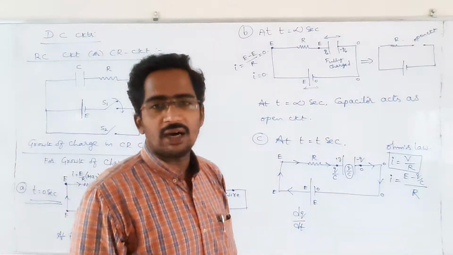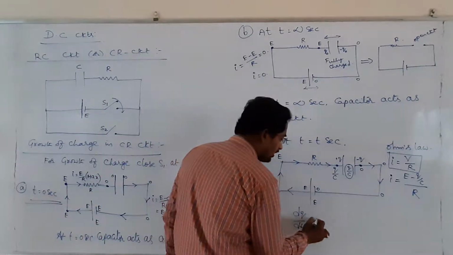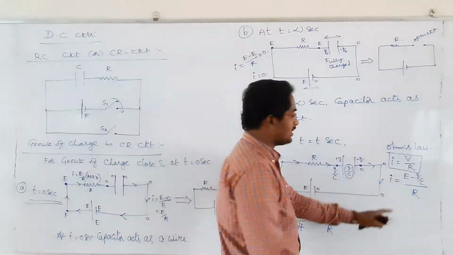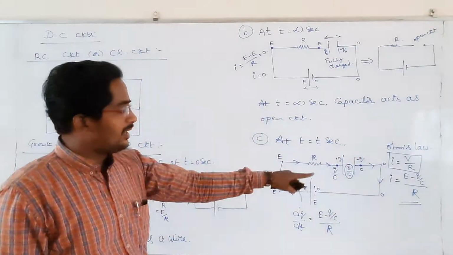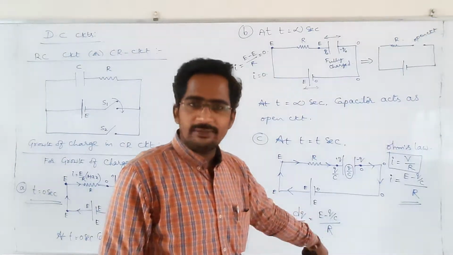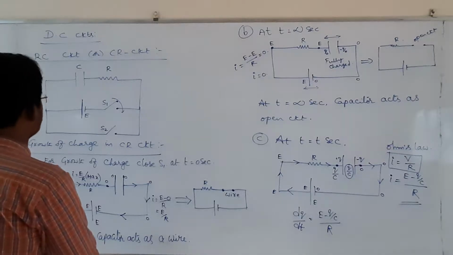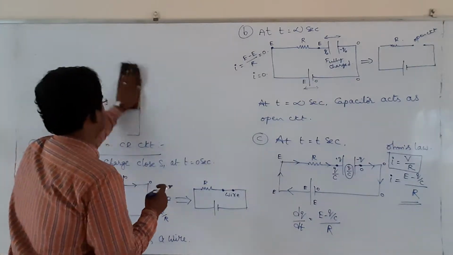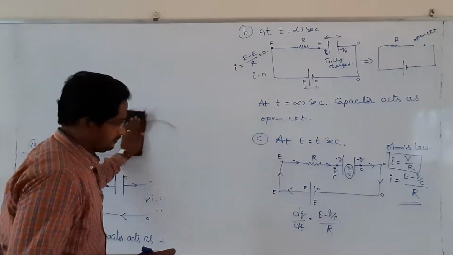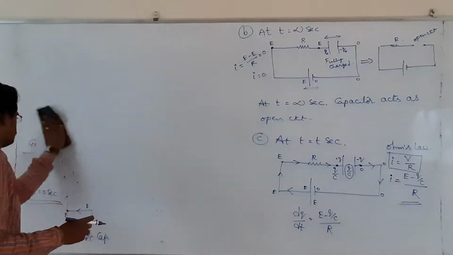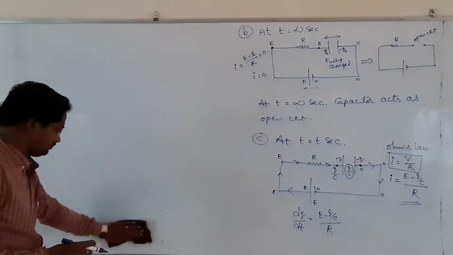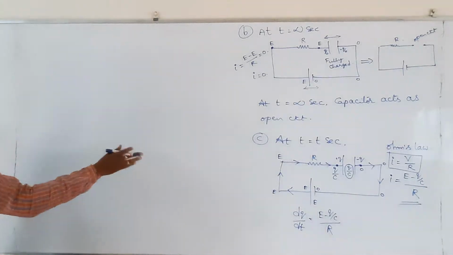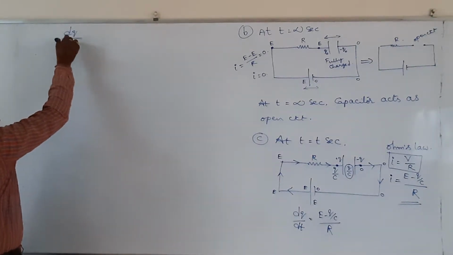The rate of flow of charge is called current, that is dq by dt equal to (E minus q by C) by R. So from this I wrote the formula dq by dt equal to (E minus q by C) by R. Now for getting the q value, I am going to simplify that.